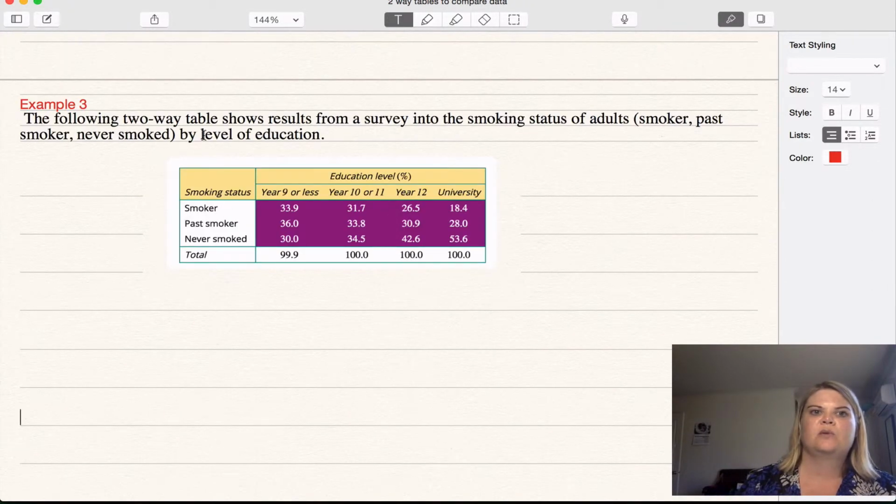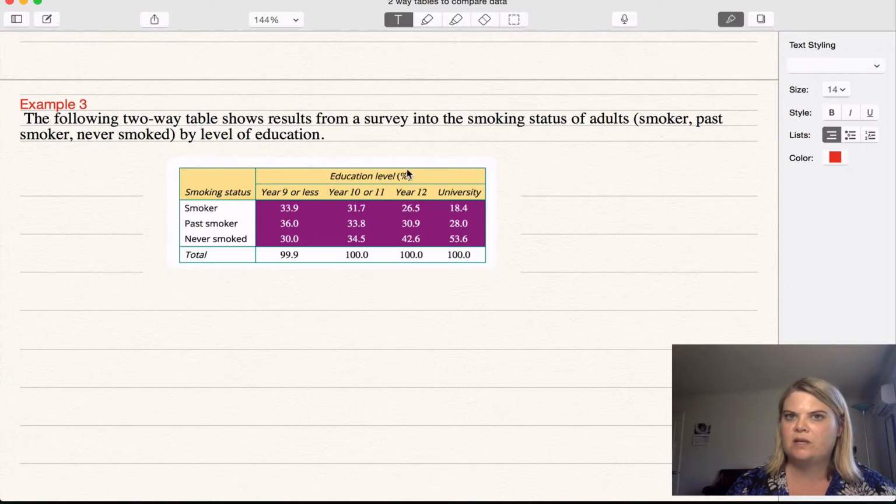For our third example, we have a two-way table showing the results from a survey into the smoking status of adults by level of education. This one has more than 2 rows. So luckily, again, you can see it's got percent written there, so we can easily compare these numbers. If it wasn't, we would need to first convert them.